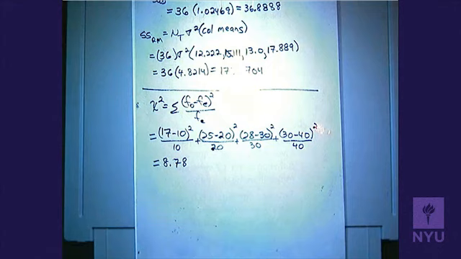What's the next question on it? Yep, what are the degrees of freedom and the chi-square critical value? So what are the degrees of freedom here? Hmm? Three, yeah.